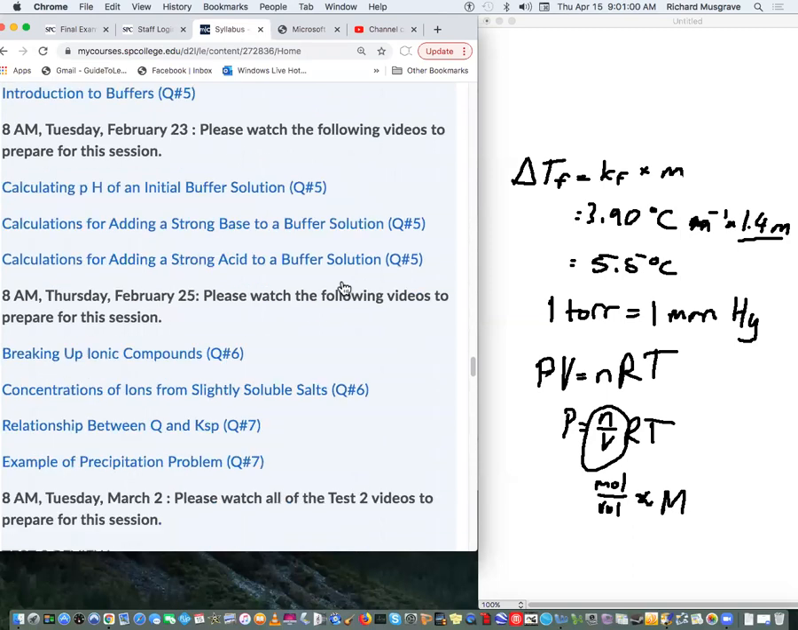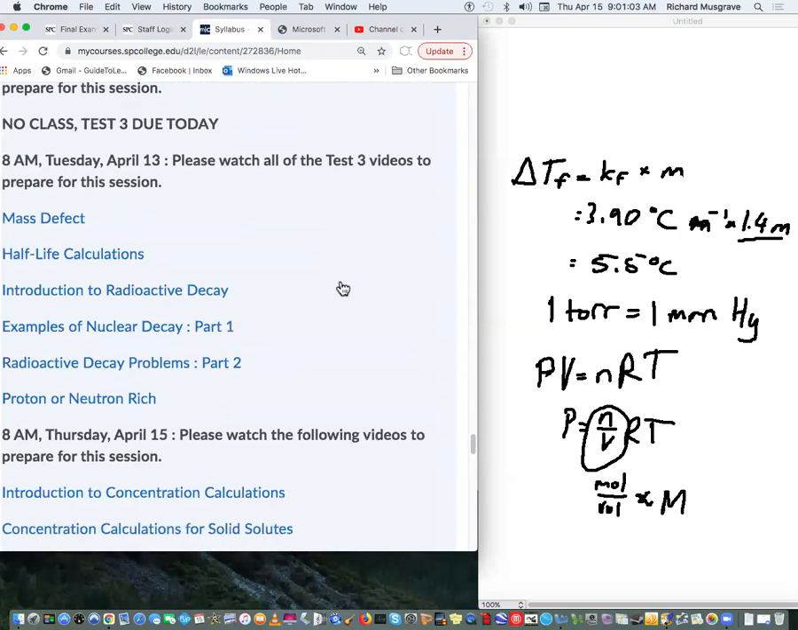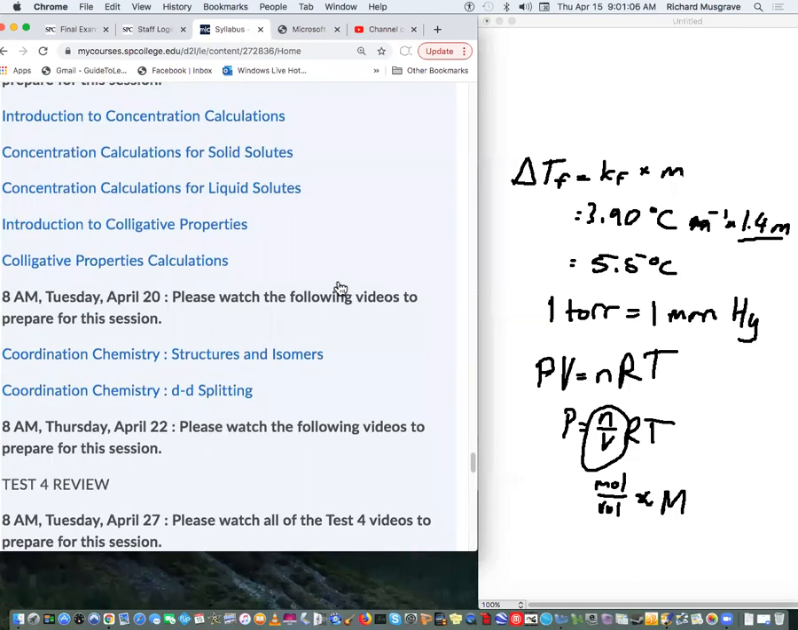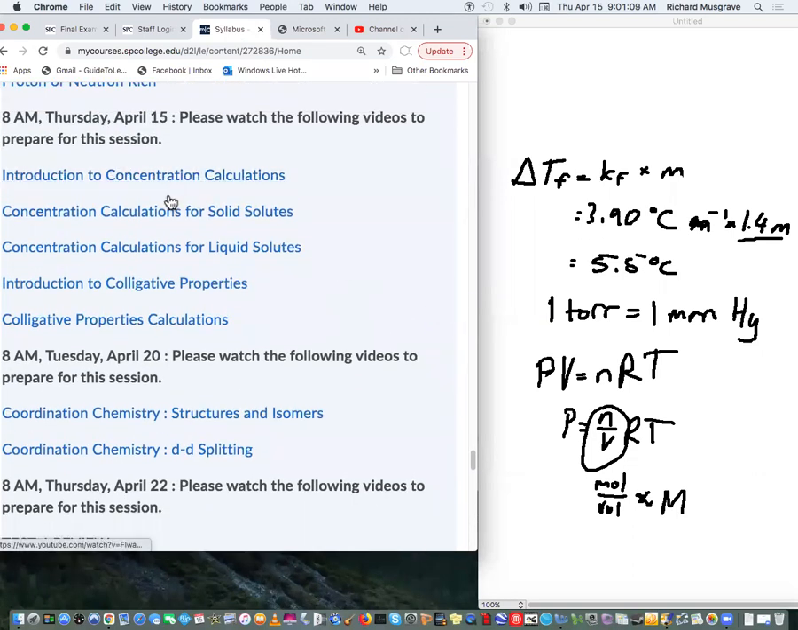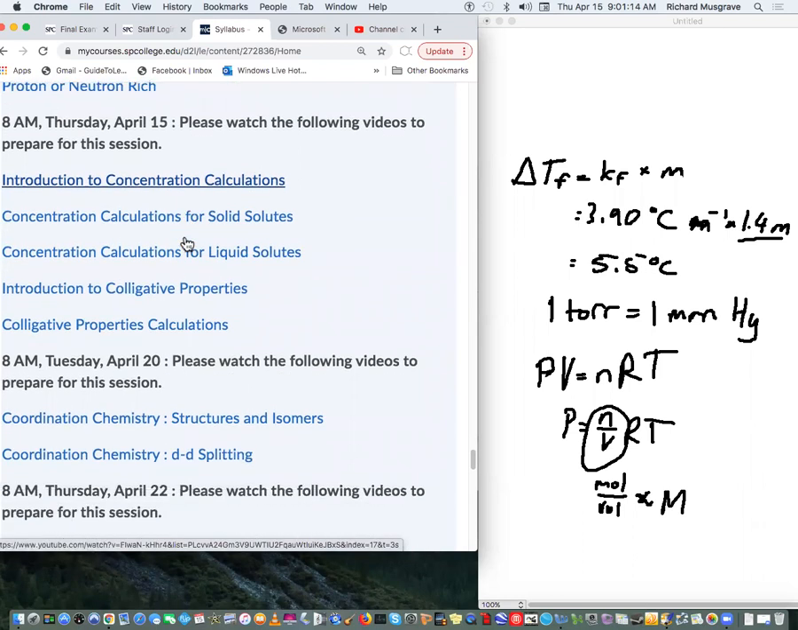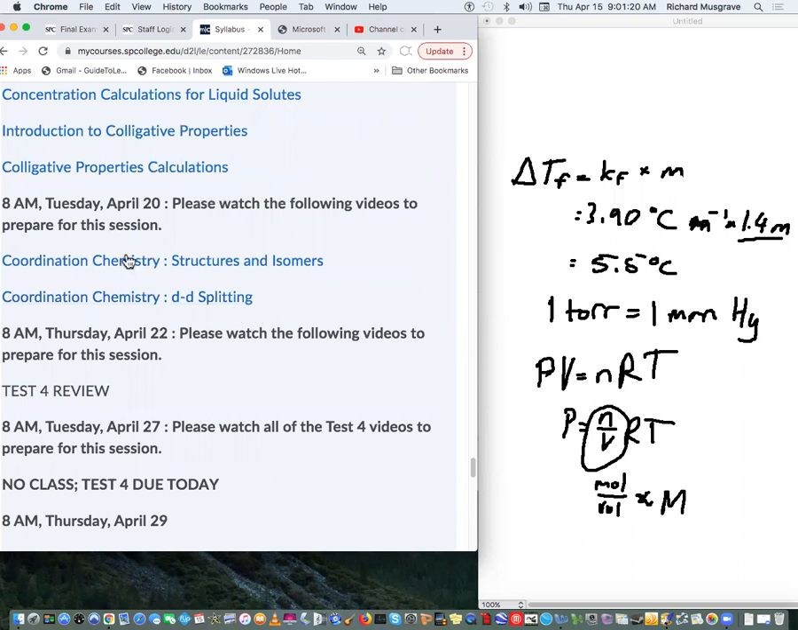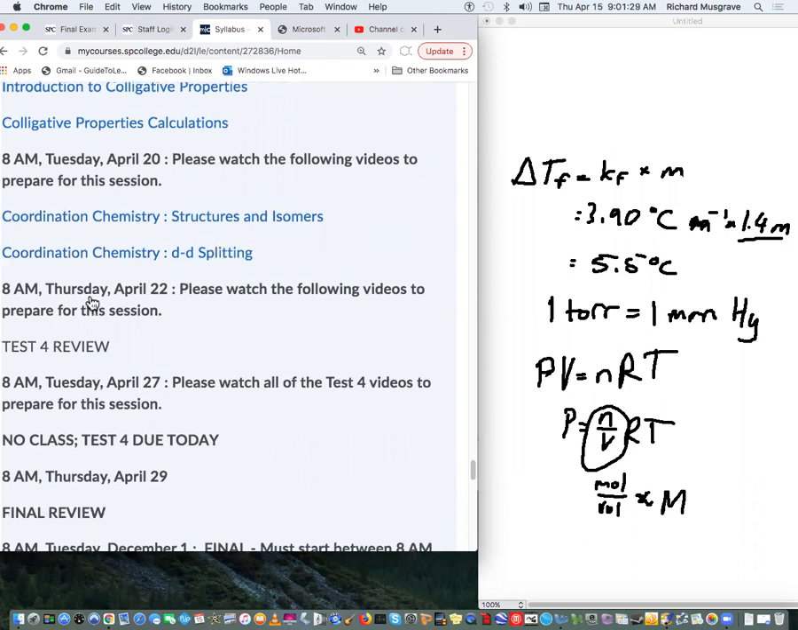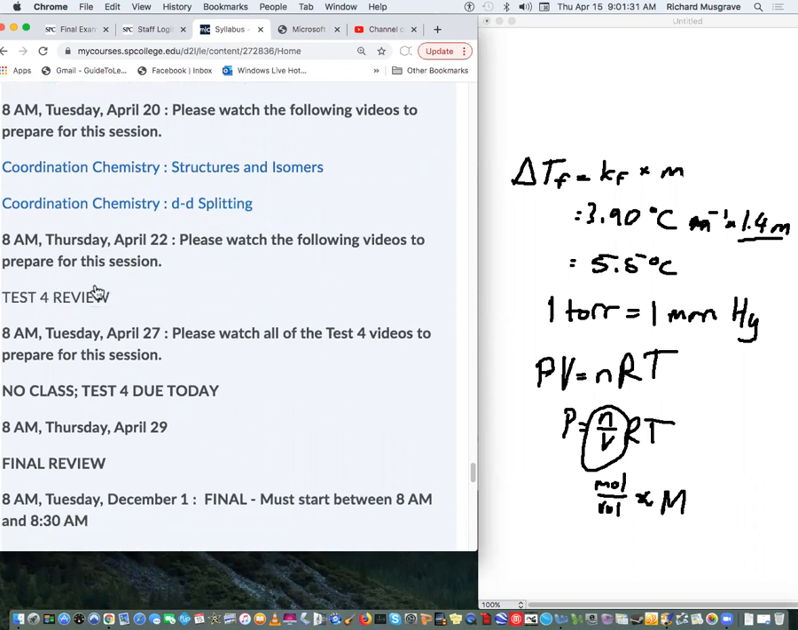All right, so just showing you where we're at in the scheme of things here. Today we were looking at all of these concentration calculation type things. This is where we're at, April 15th right now. On Tuesday, I'm going to be talking about coordination chemistry and d-d splitting. And next Thursday, it'll be test 4 review. And then the following Tuesday, the test will be due.